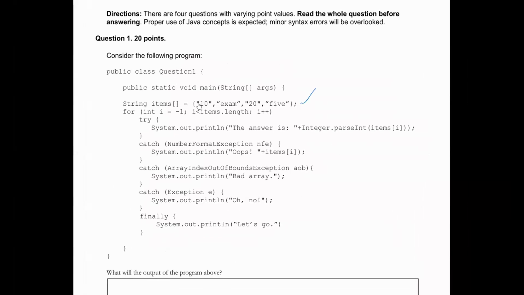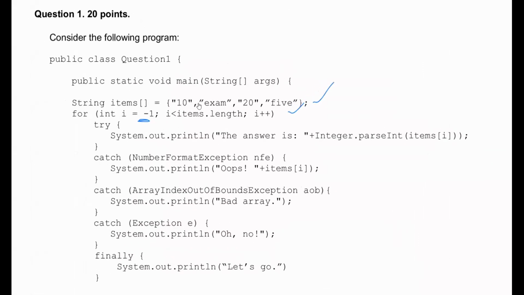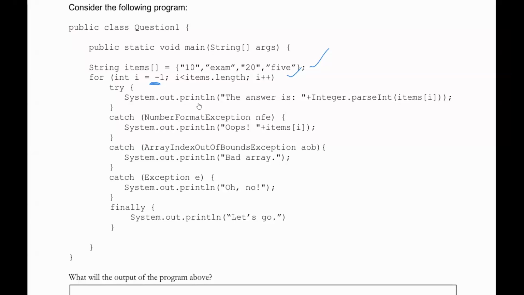So he will give you an array, and then there's a loop. Make sure you know it starts from -1. Then you go to the next line and try to print it. The answer is, you try to change the string to an integer with Integer.parseInt, and then plus the element. So items[i], and i is -1.